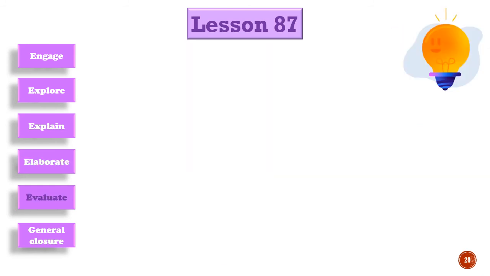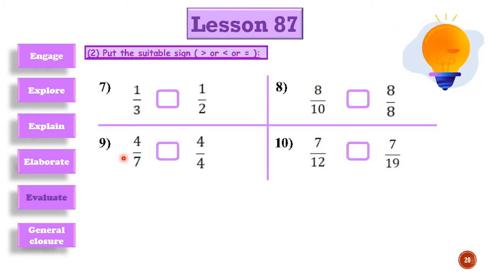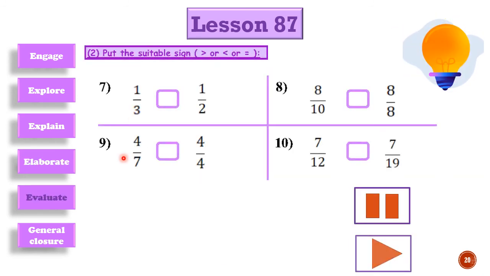Good job. Here we will evaluate our work. Just press pause, then press play to listen to our explanation. Here we have third and half. Which is bigger? Yes, half, because when the denominator gets smaller, the value of this fraction gets bigger. Then half is more than third.